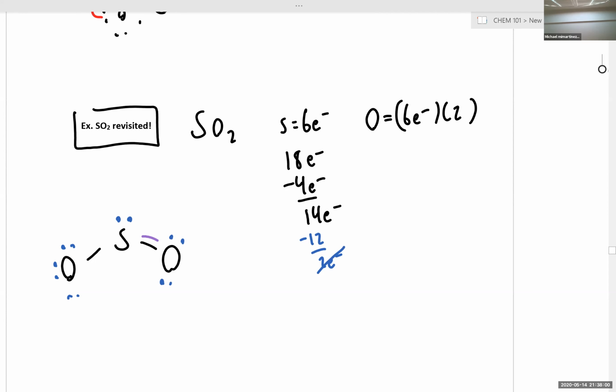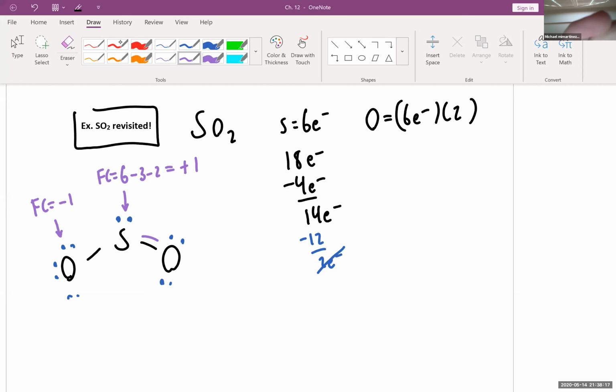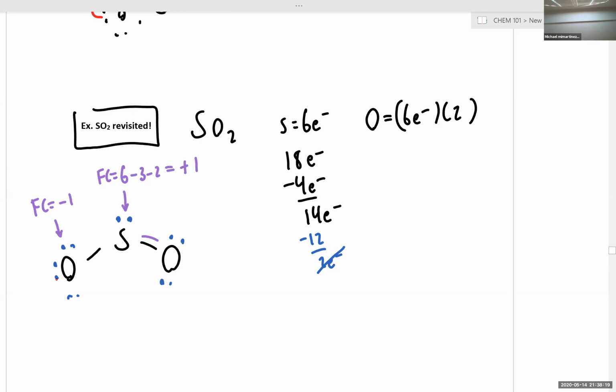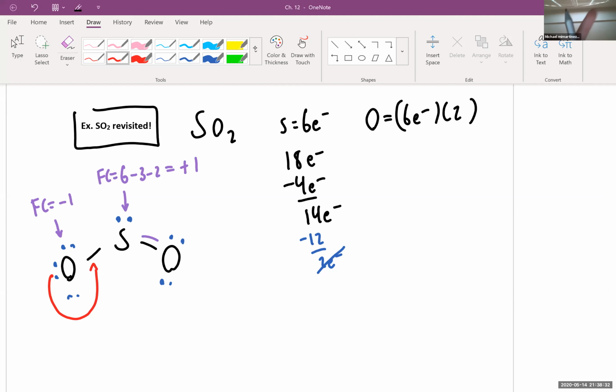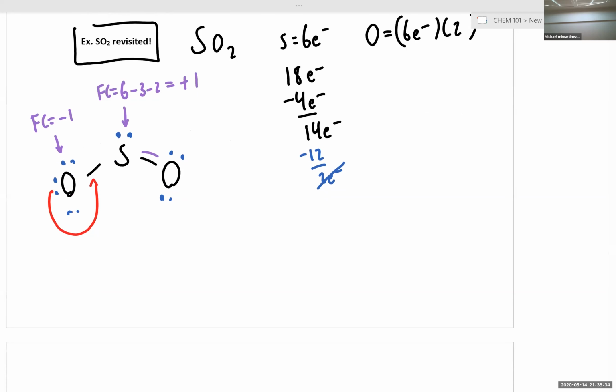Yes, okay. But looking at our formal charges, this sulfur has a formal charge of 6 minus 3 minus 2, or a formal charge of plus 1, while this oxygen has a formal charge of minus 1. So to minimize formal charges, can we draw an expanded octet structure? Can we form another bond? Yeah, we can. So let's take this lone pair, push it down, and let's form an expanded octet structure.